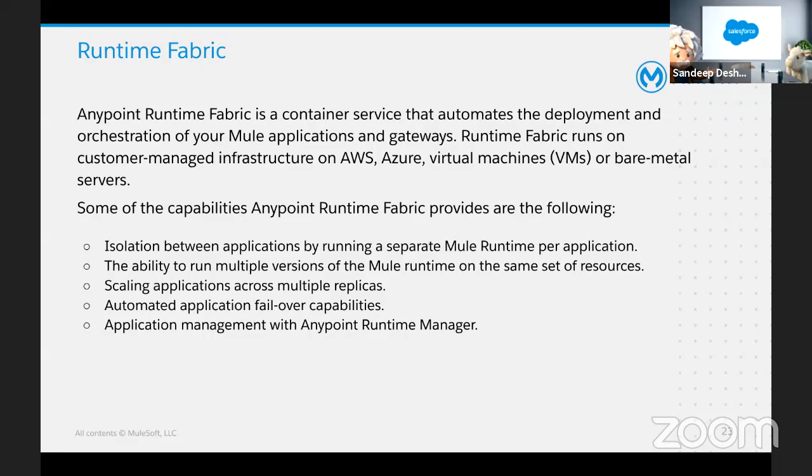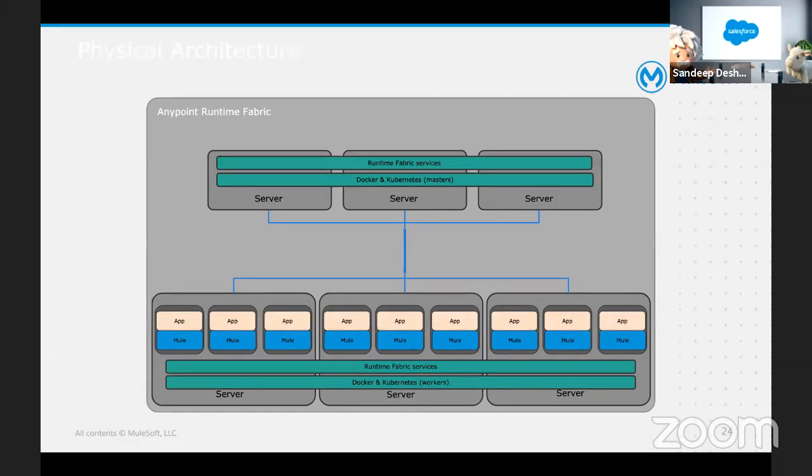Again, the concepts in Runtime Fabric are similar. We provide application isolation, so each application will be isolated and will have its dedicated memory and CPU. Scaling is similar to CloudHub. You will have the option to have multiple replicas. So if you want to replicate the application in different zones, you will have that capability. And again, we have the capabilities to manage those applications using Runtime Manager.